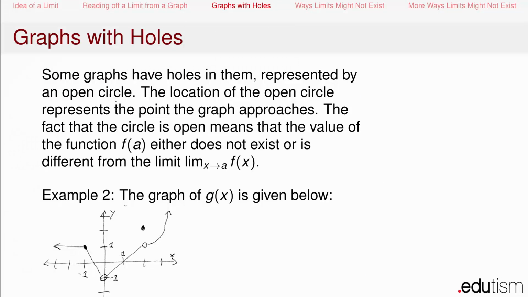One type of function where limits are particularly important are functions in which the graph has a hole in it. A hole in the graph is usually represented by an open circle. The open circle represents a point where the limit exists, where we can find the limit of the function, but the value of the function is either undefined or different from the limit.